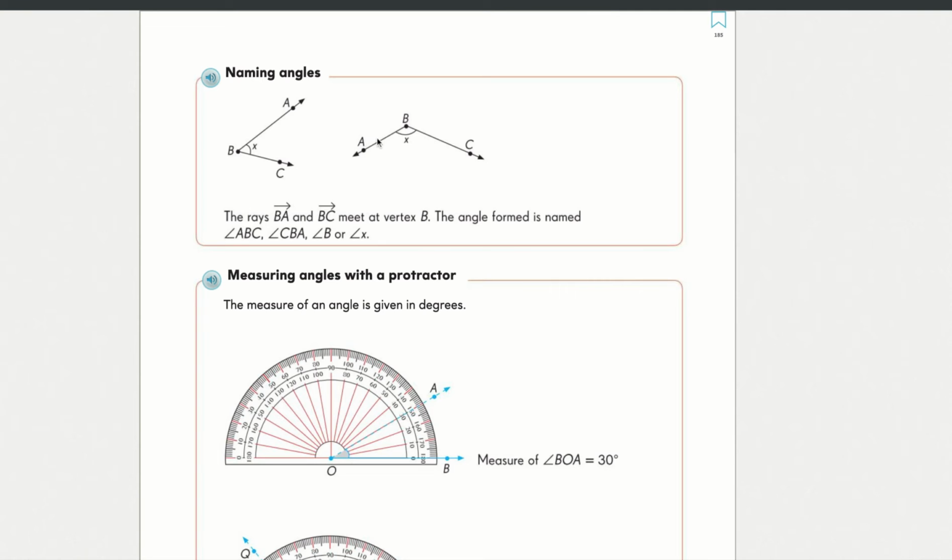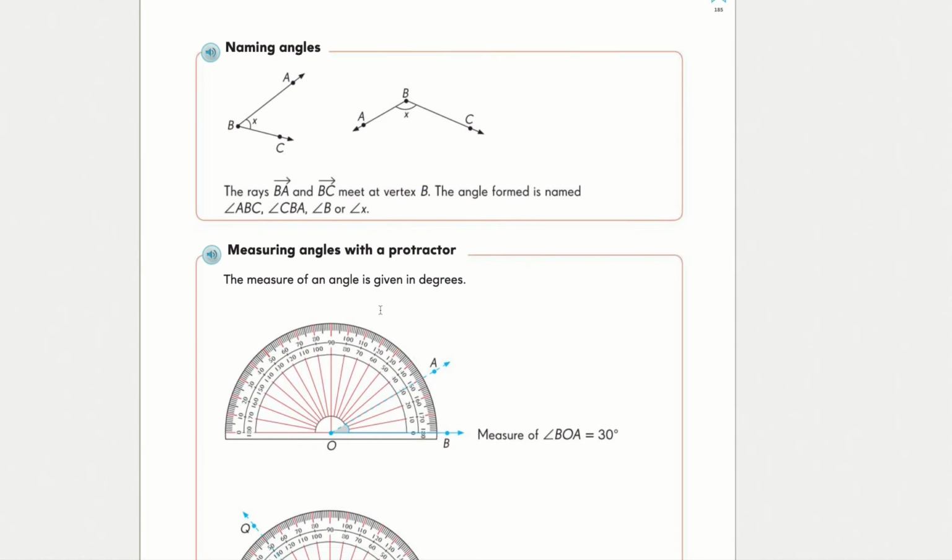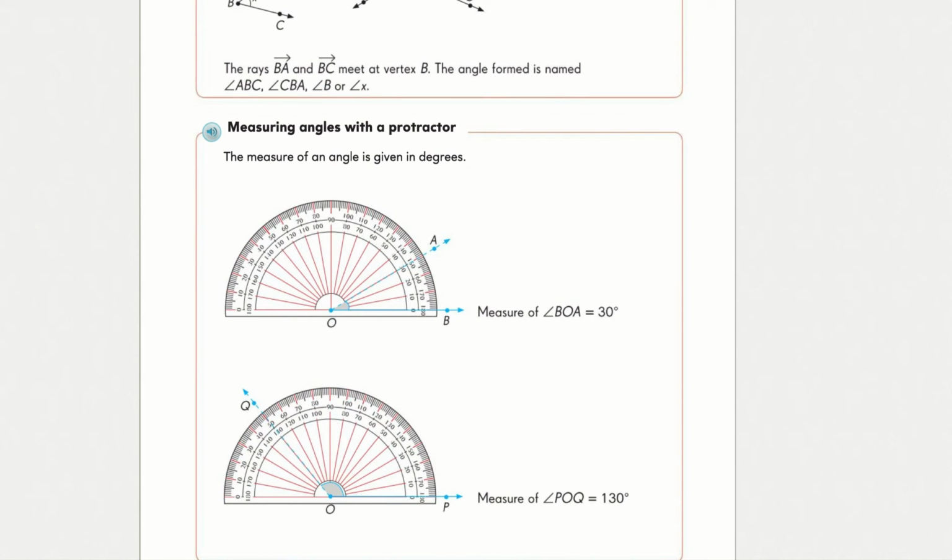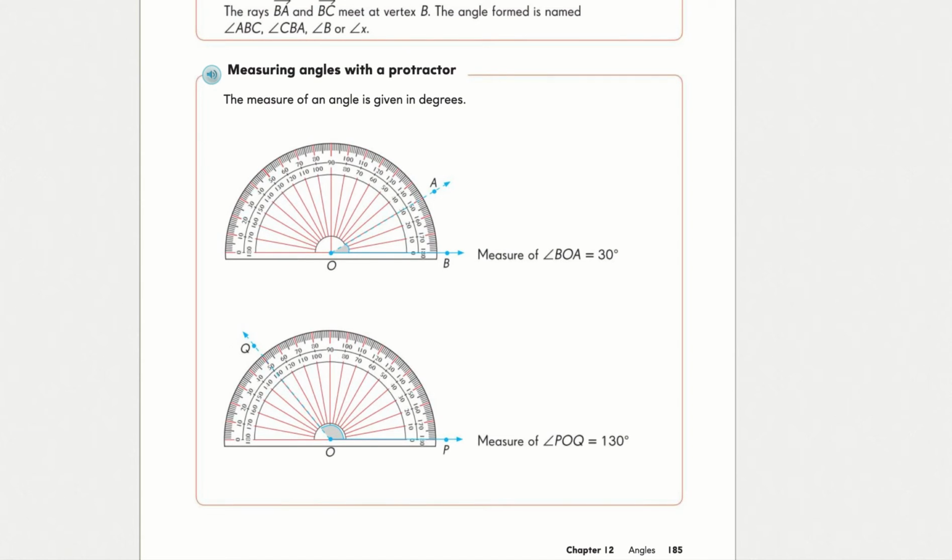Same thing here, we've got ABC. This could be angle X, it could be angle B, or we could call it angle ABC or CBA. So many choices. So we're learning now about measuring angles with a protractor. And I know that you did this in fourth grade because I remember seeing Karen handing out the little protractors. So you're measuring this angle that's BOA.